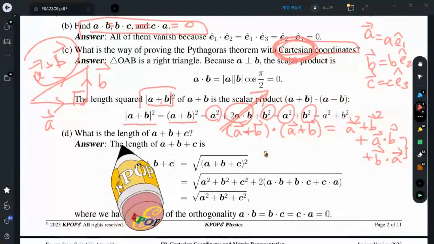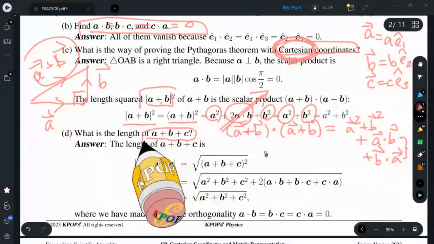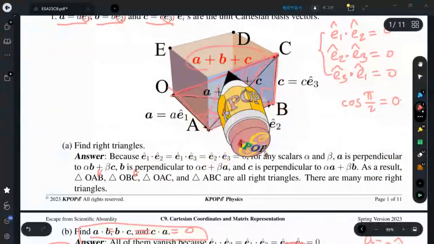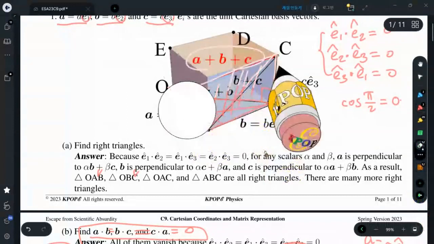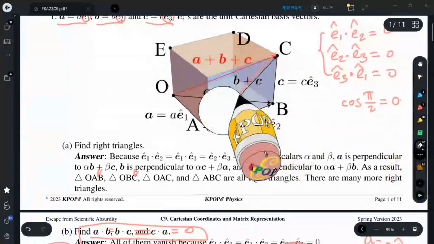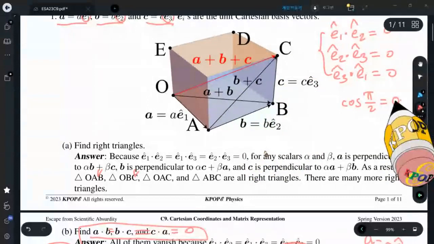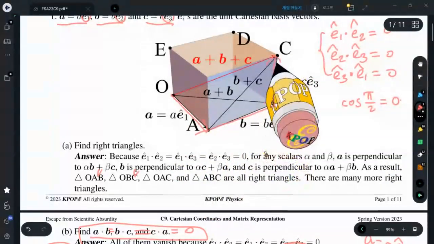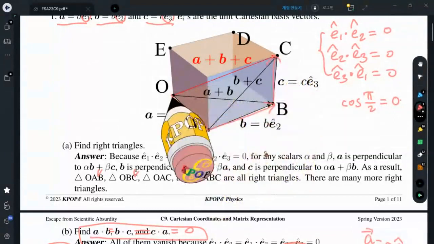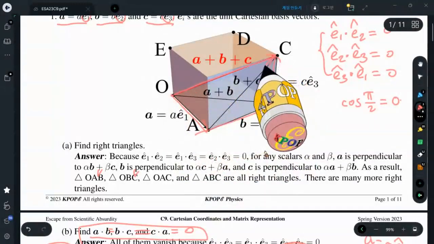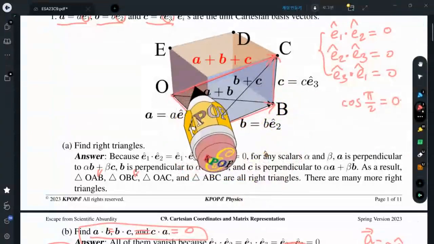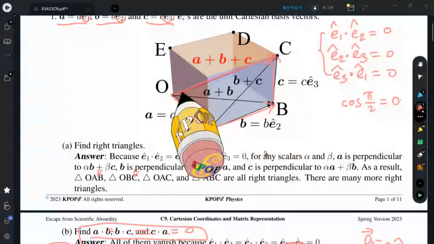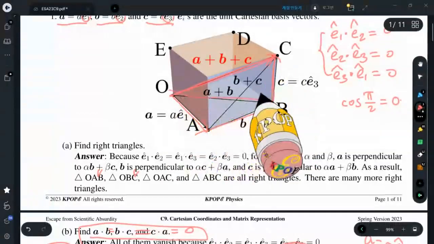Okay, what is the length of A plus B plus C? Remember, this is A plus B plus C. What's that? A vector, B vector, C vector. The sum of these three vectors is a diagonal of this parallelepiped. So this is a straight line. And remember, this one is a hypotenuse of this right triangle.